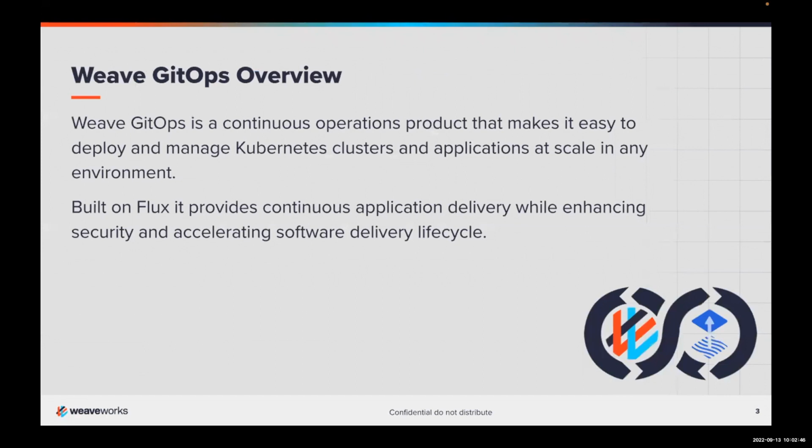Before we start with what's new, just a quick recap on Weave GitOps. It's a GitOps platform for managing your Kubernetes clusters, be they in the cloud, in the data center, or at the edge, and the applications and services that run on those. It's built on a solid foundation of Flux, and with the enhancements that Weave GitOps puts on top of Flux, it's going to enhance the security and accelerate your software delivery lifecycle.